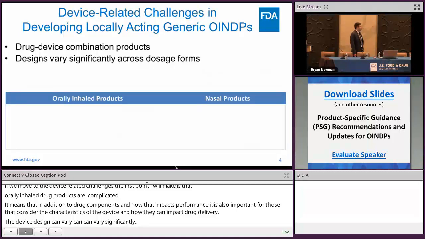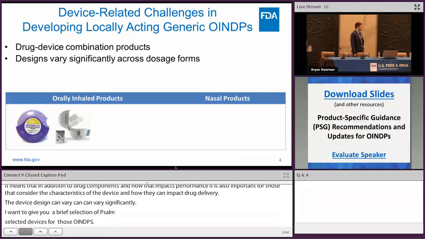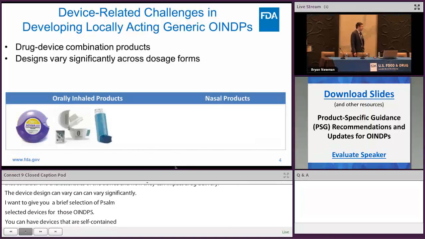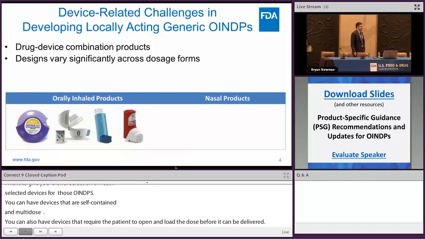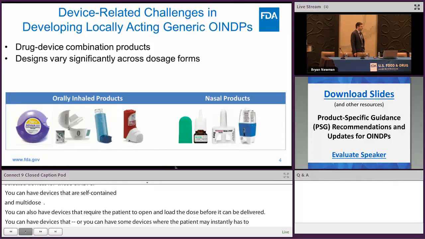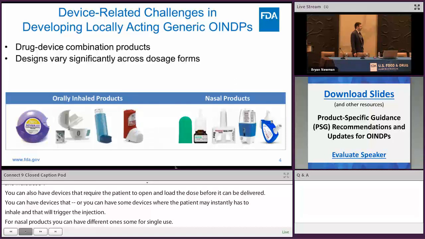So starting with the orally inhaled products, you can have devices that are self-contained and multi-dose. You can also have devices that require the patient to open and load the dose before it can be delivered. You can have devices that require some input from the patient, such as pressing on a canister to initiate drug delivery, or you can also have some devices where the patient merely just has to inhale and that will trigger the actuation. Similarly, for nasal products, you can have multi-dose devices, some that are for single use, and you can have some that need some type of input from the patient, such as pressing on a canister, or conversely, you can have some that the patient actually has to blow into a mouthpiece to initiate the drug delivery.